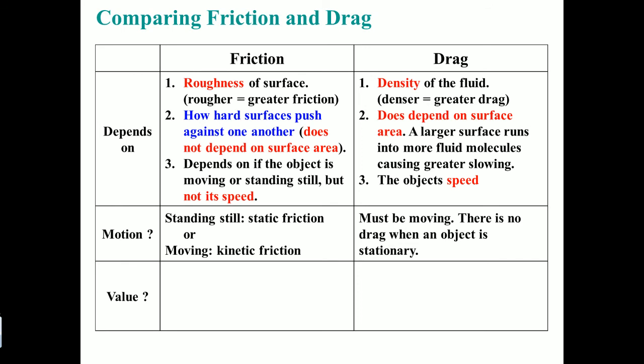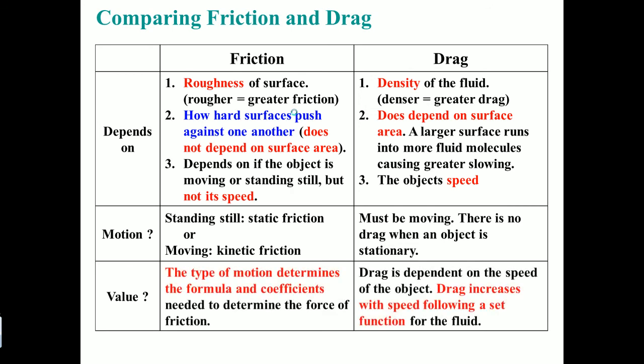Vague answer, right? Because even if you're standing still, air can still hit you, right? But drag is a result of you going against that. Here's the value. The type of motion describes the formula and coefficient needed to determine the force of friction and drag. Drag depends on the speed of the object. Drag increases with speed following a set function for the fluid. This is just a summarization of the concepts that you should remember when you look at drag and friction. There you go.